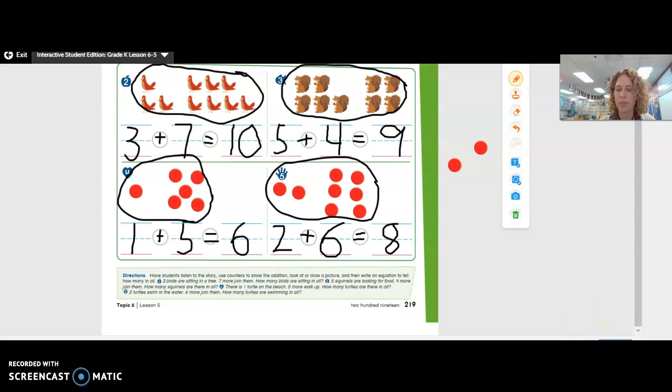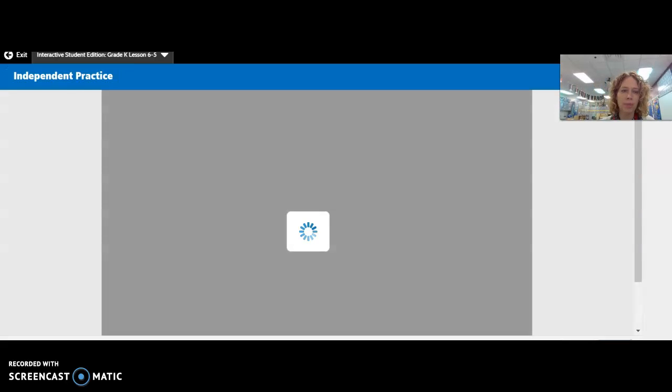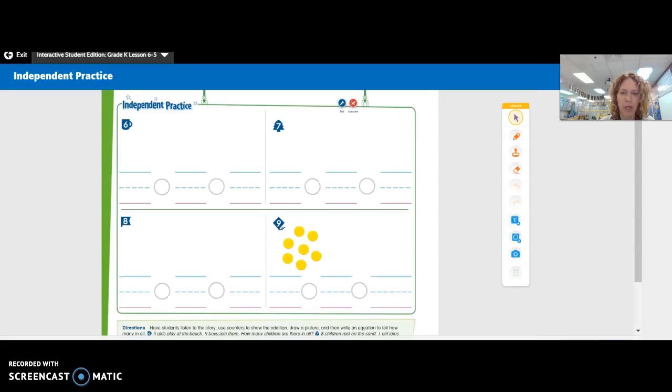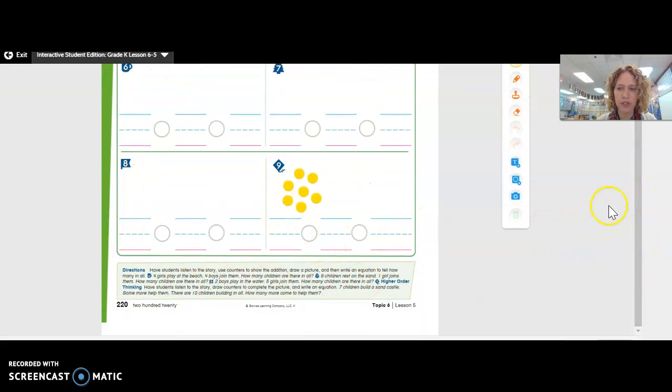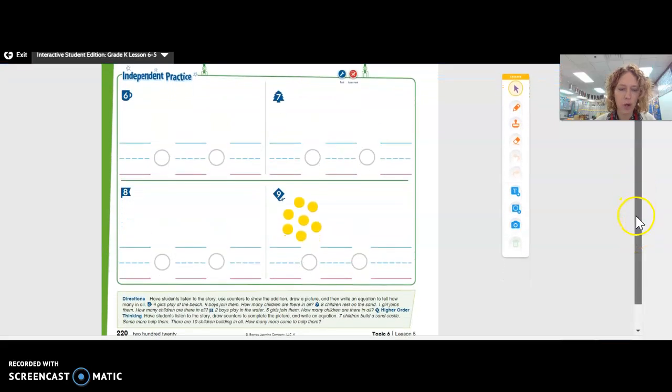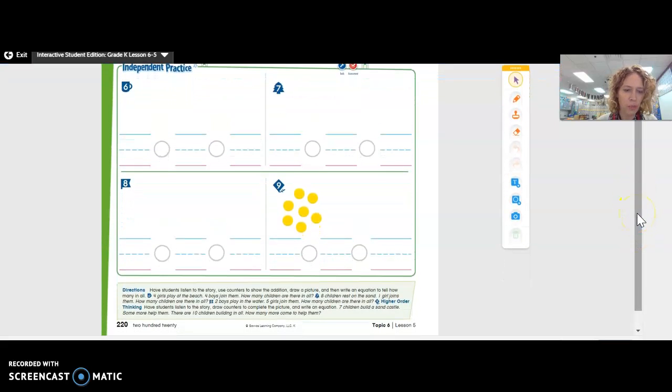All right, let's take a look at your independent practice that you're going to be doing on your own. All right. The first one, and all the directions are on the bottom here, I will read it to you. 4 girls play at the beach. Okay, and we can just demonstrate, but you can do the rest, okay? 4 girls played at the beach. 1, 2, 3, 4. 4 boys joined them. 1, 2, 3, 4. How many all together? Okay, so you have to figure that out.